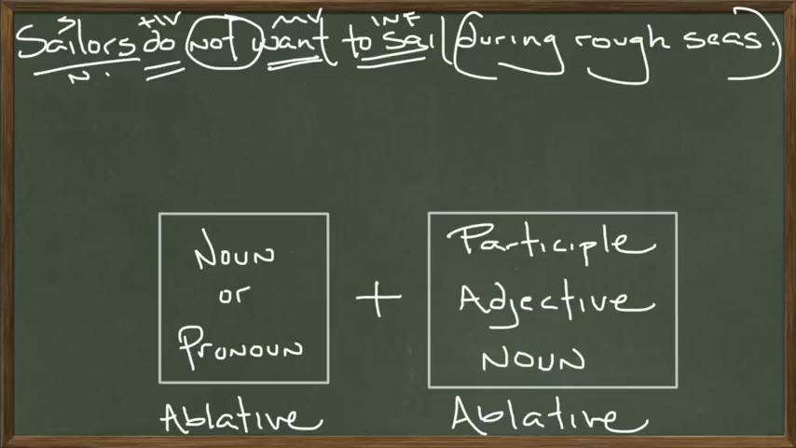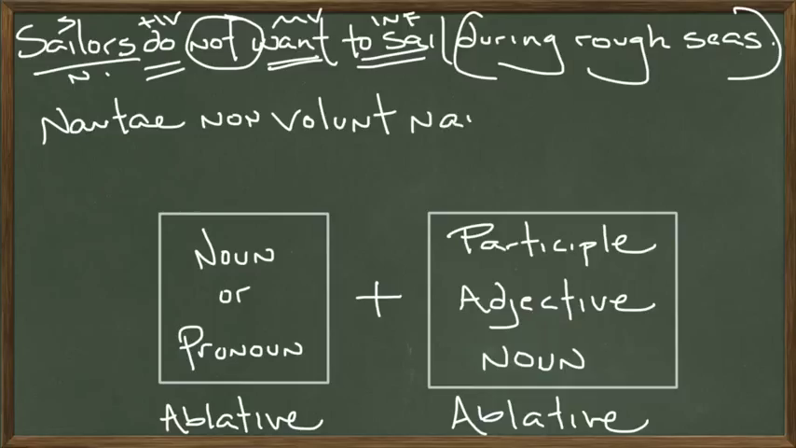Nonetheless, we have added rough seas. I'm just trying to emphasize to you guys over and over again that this part of the sentence is absolute. It is separated grammatically from the rest of the sentence. Sailors do not want to sail during rough seas. So in Latin that would be nautae non volunt, using English word order here. Nautae non volunt navigare.